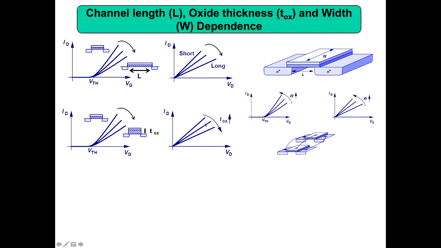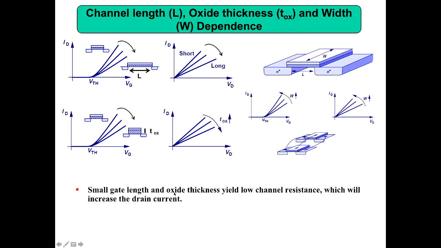This is a curve maybe you should be looking at. When you take the slope of this one, 1 by R, because this is ID and this is VD, 1 by R is the resistance of this channel. So the resistance of the channel is decreasing, but when you increase the width, the resistance of the channel will increase. Increasing the width is equivalent to connecting maybe two MOS transistors in parallel. When you connect so many in parallel, you are actually increasing the width.